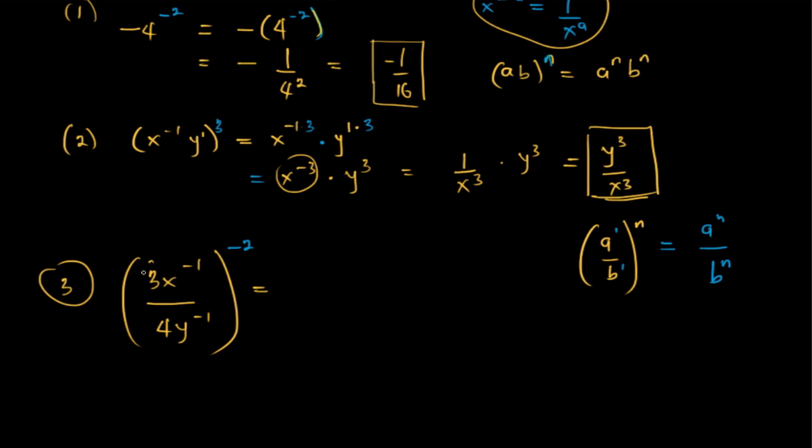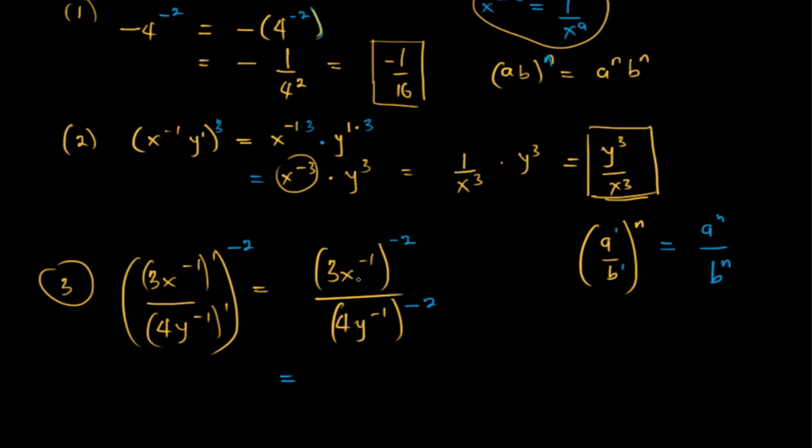So this is like saying this whole thing here to the power 1, then this whole thing here to the power 1. So what we're going to have is 3x to the power -1, then we have 1 times -2, that becomes -2, divided by 4y to the power negative 1. Then you have 1 times negative 2. That gives you negative 2.